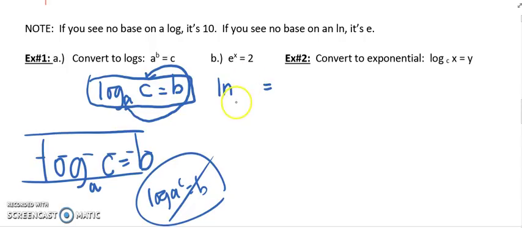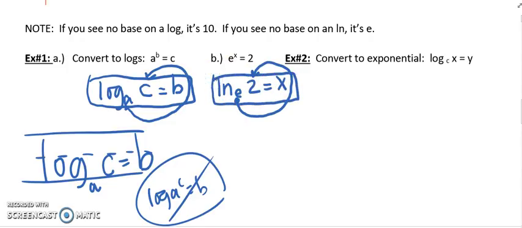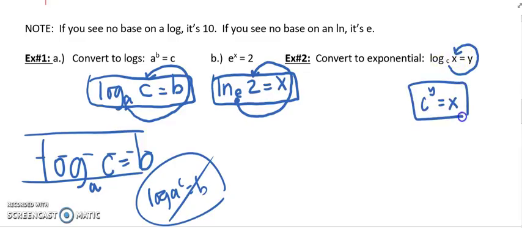Give yourself space. I'm going to do the circle all over again. I'm going to start here and go all the way around. So e to the x equals 2. There you go, so I went from exponential to logarithmic. Now over here we're going to go from logarithmic to exponential. This one's always easier to me. So c to the y equals x. If you need to watch it again so you understand how to do it.